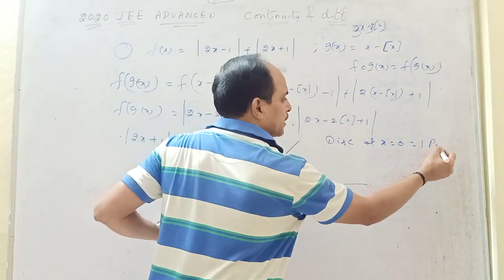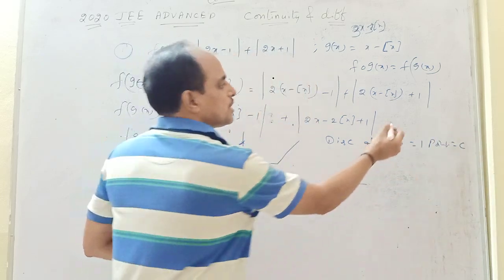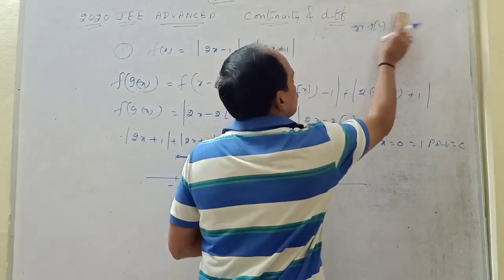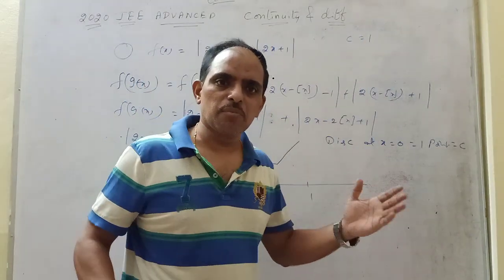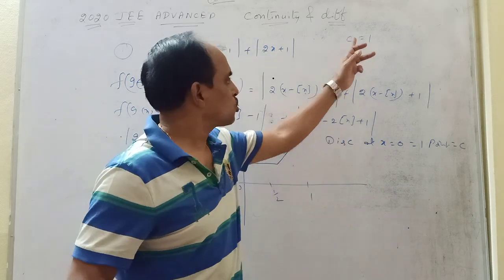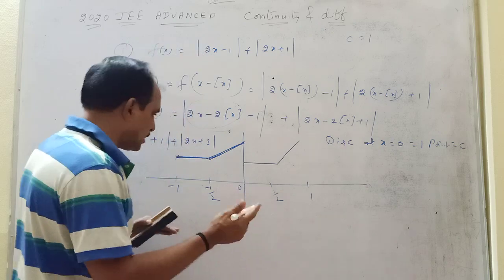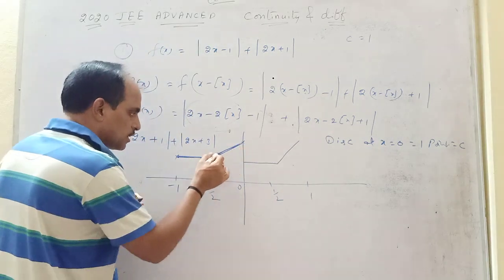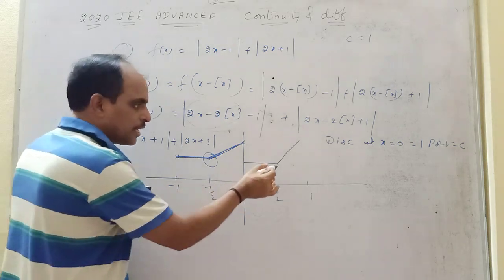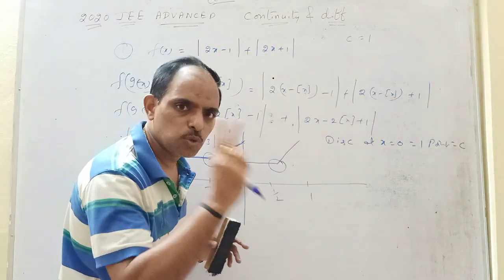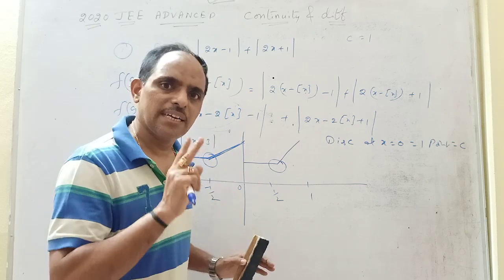That is 1 point. In the question, that point is given as c. So c is equal to 1. You have to remember c is equal to 1. What is meant by c? c is nothing but the number of discontinuous points. So we have only one discontinuous point. Next, what about differentiability? This graph takes a sudden change, which is called a sharp edge, at -1 by 2. And here is also a sharp edge. So we have two sharp edges, which means at the sharp edges the function is not differentiable.